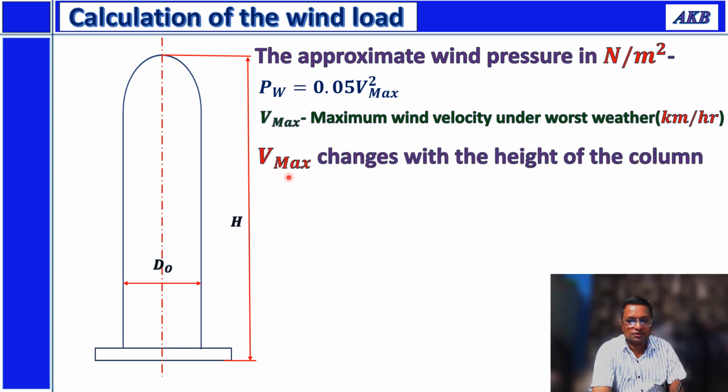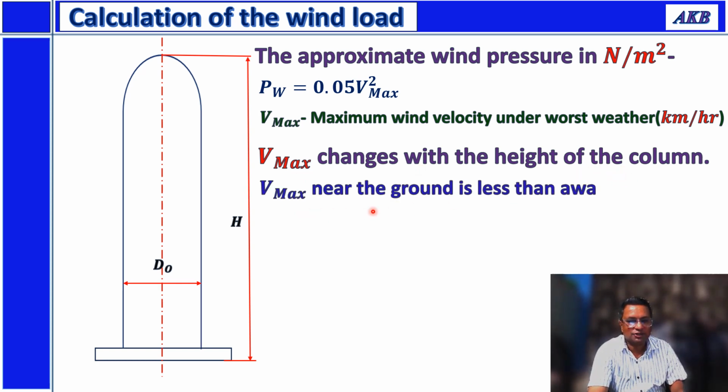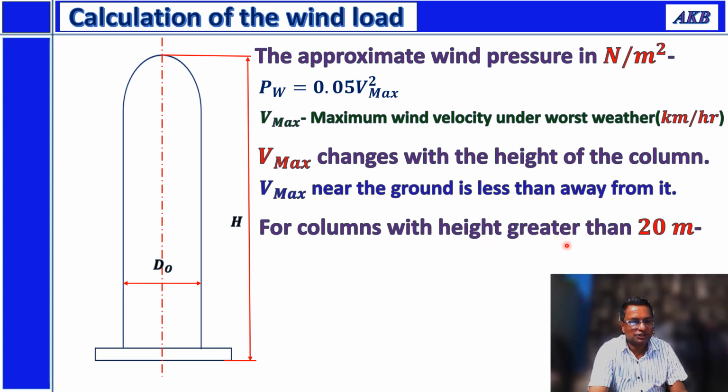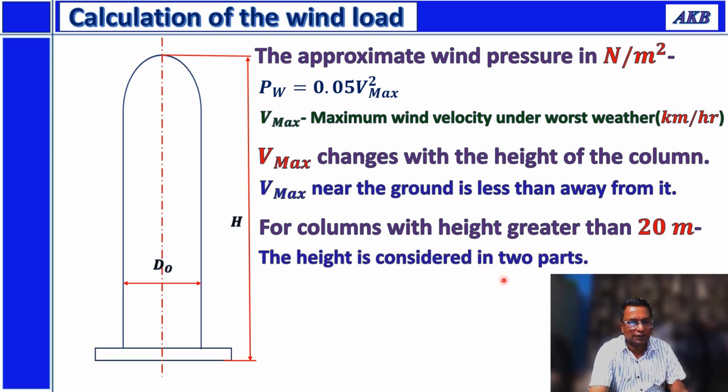Now Vmax, this velocity, is going to change with height of the column. Vmax near the ground is less as compared to the velocity away from the ground. For columns with heights greater than 20 meter, we need to consider the height in two parts.